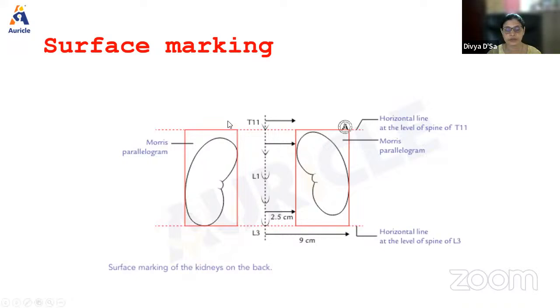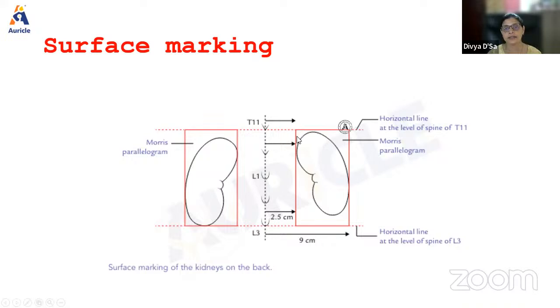So for surface marking, on the posterior abdominal wall, we mark the kidney through what we call the Morris parallelogram. At the level of the spine of T11, we draw a horizontal line, and we draw one more horizontal line at the level of the spine of L3. Each horizontal line will be about 9 centimeters in length. Then we draw vertical lines. The first vertical line we draw at about 2.5 centimeters from the median plane, and the second vertical line about 9 centimeters from the median plane.